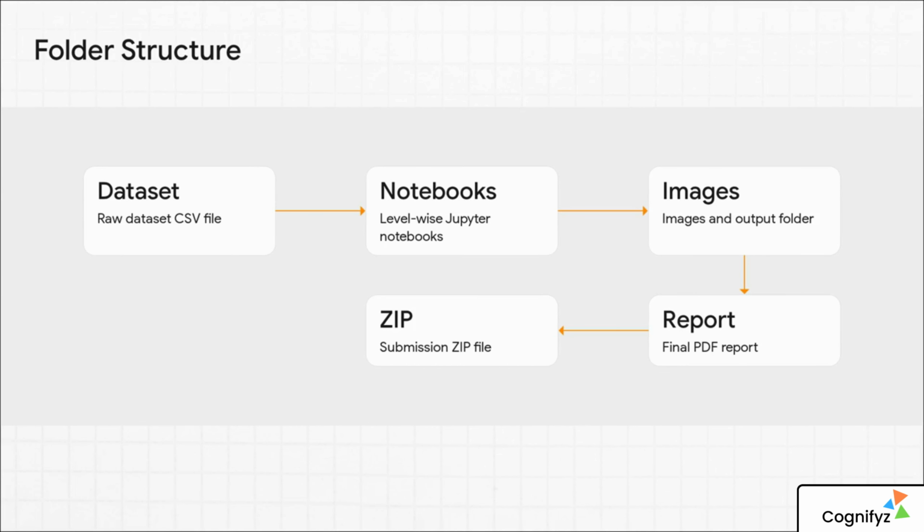So, structure your project folder starting with the raw dataset. Follow that up with your level-wise Jupyter notebooks, meaning one dedicated notebook for level 1, another for level 2, and so on. Make sure to include a specific images folder for all those awesome Seaborn charts we just generated, a detailed README file, and your final PDF report. Trust me, stakeholders love pristine organization just as much as they love good data.